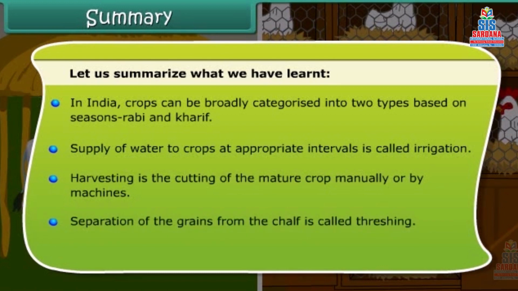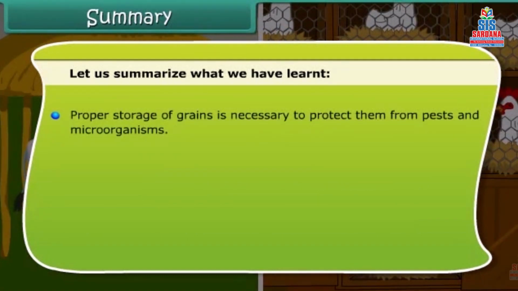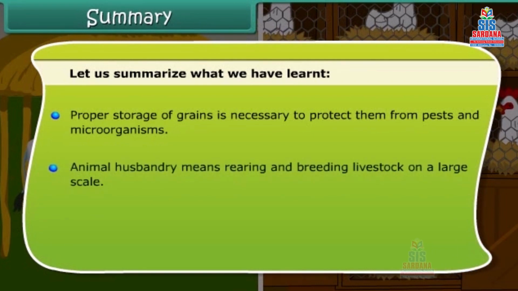Separation of the grains from the chaff is called threshing. Proper storage of grains is necessary to protect them from pests and microorganisms. Animal husbandry means rearing and breeding livestock on a large scale.